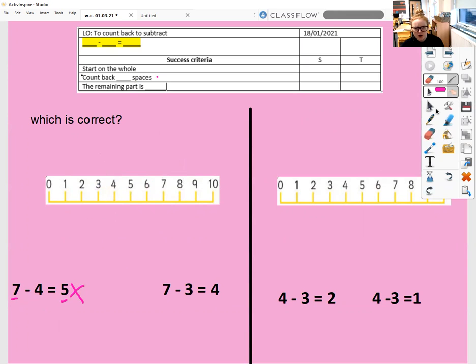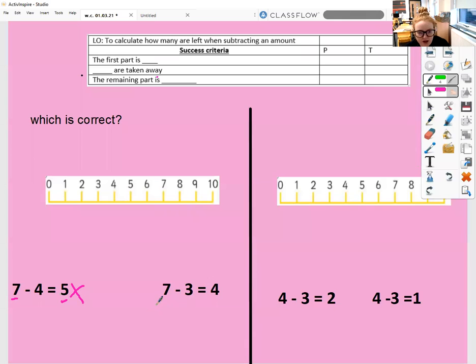Let's have a go at my other one. So I'm going to start on my first part. So my first part is 7. There's 7. How many spaces am I going to count back? How many are being taken away? Well, we're taking away 3. So we've got 3 spaces. So 1, 2, 3. And what is my remaining part? My remaining part is 4. Does that match what it says down here? Yes, so this is correct.